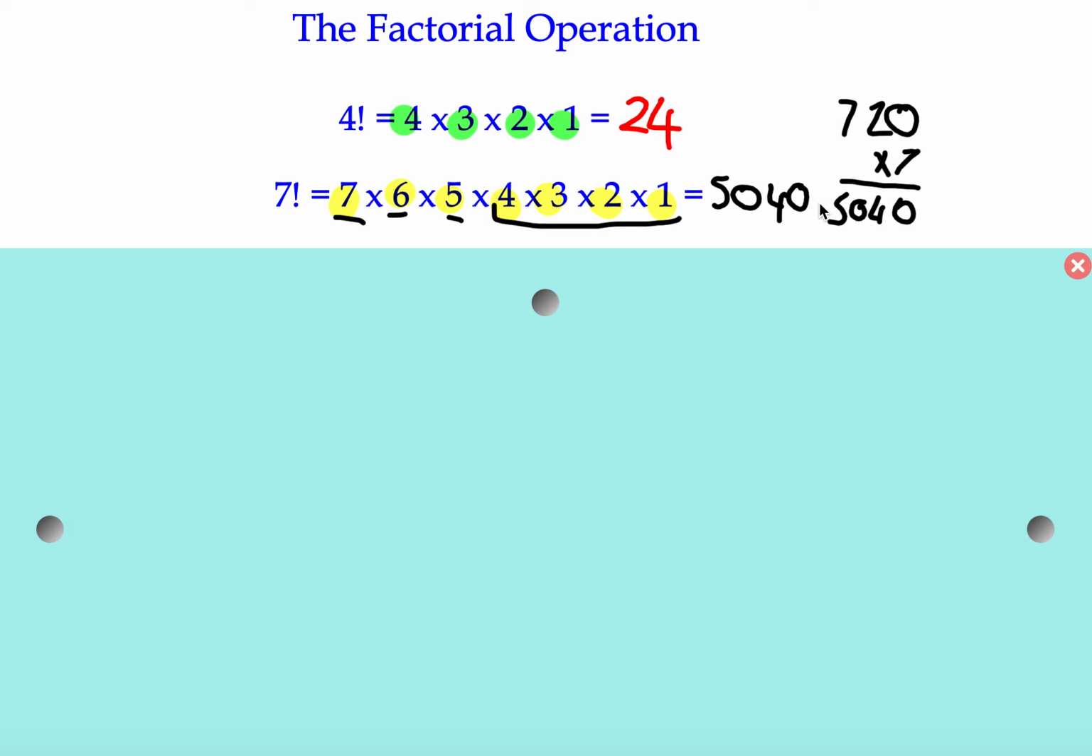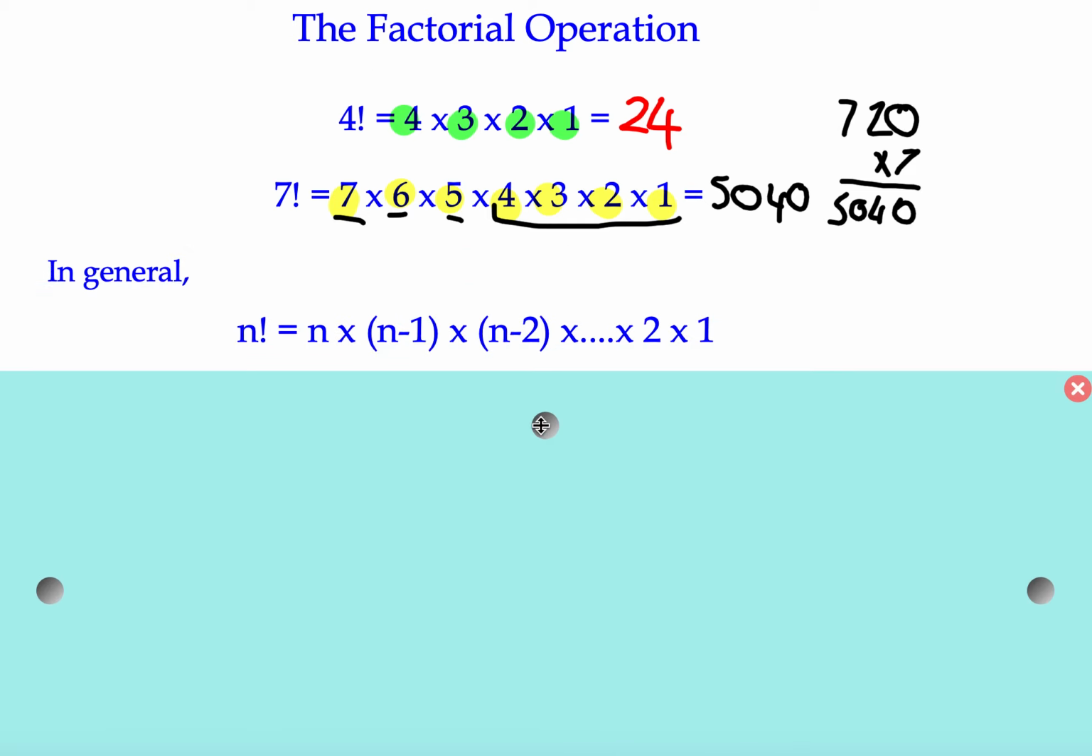Okay, so a factorial operation always uses a positive integer, and we multiply that number by every other number below it down to 1, and then we stop. So in general, what we say is that n factorial is represented by the number n, so we always start with that number, multiplied by the number 1 less than n, times the number 2 less than n, and so on, until we get down to 2 and 1, assuming that n is bigger than 2. That's a general rule.